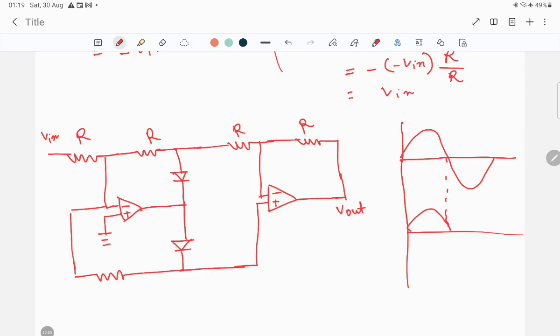Right now if V in becomes less than 0, what will be the voltage appearing in this particular configuration? It will definitely be a very high positive value. So this diode, the upper diode D1, will be in the reverse bias mode, so it will not be in the working condition, but the other diode will be in the forward biasing mode.